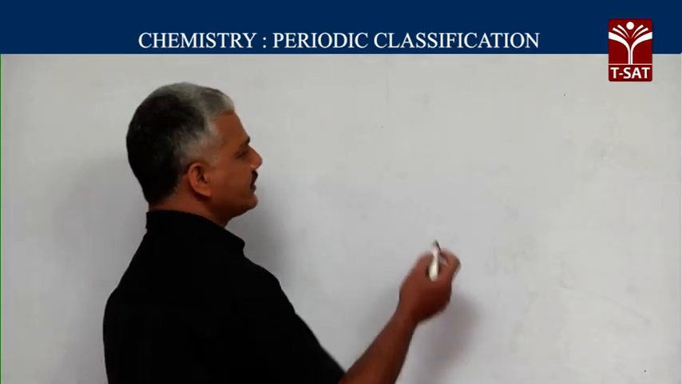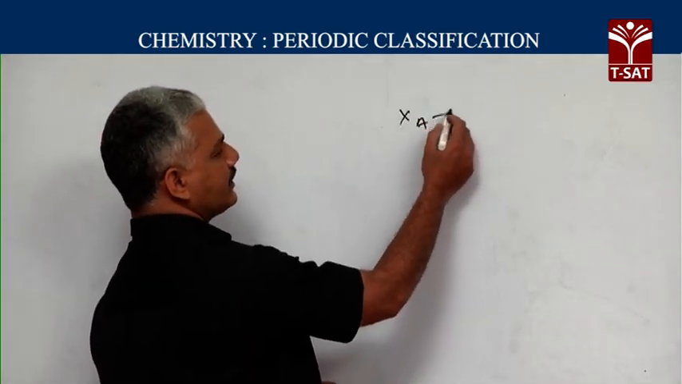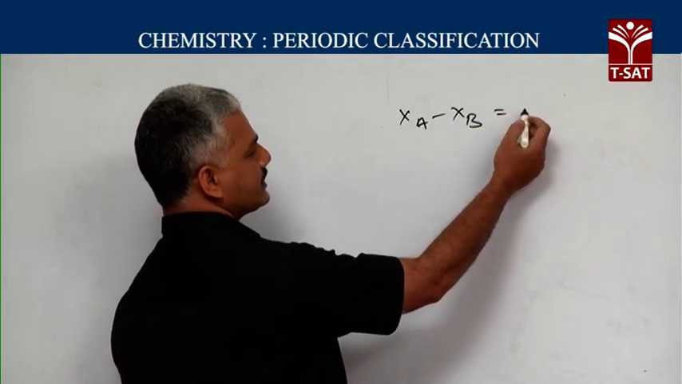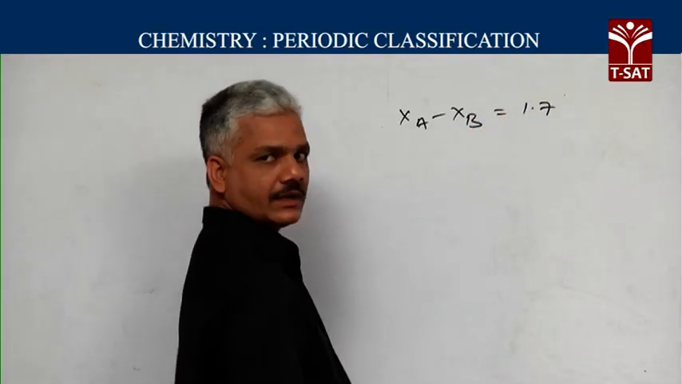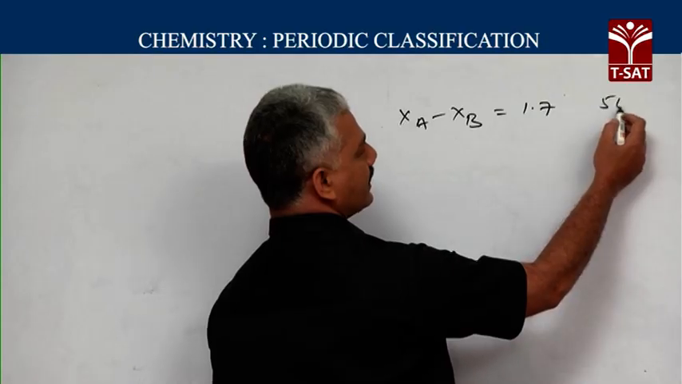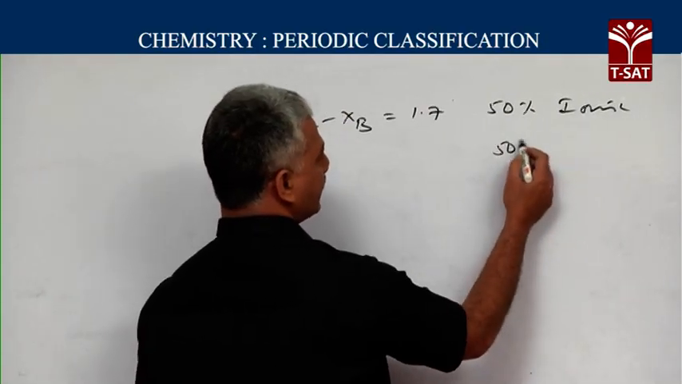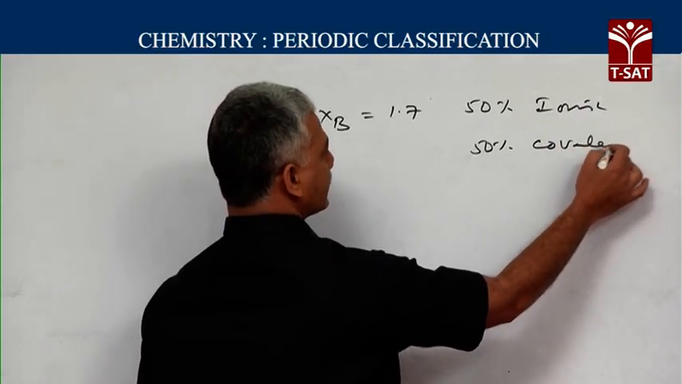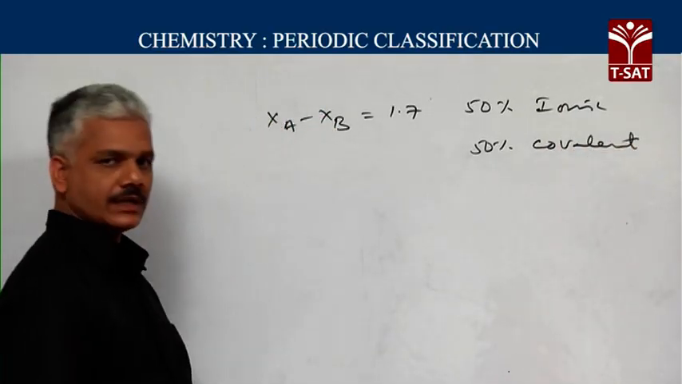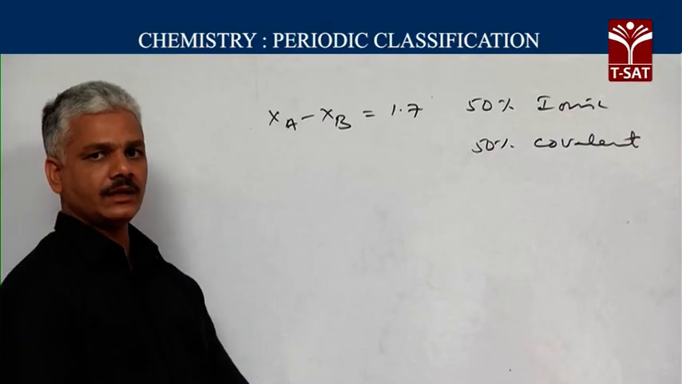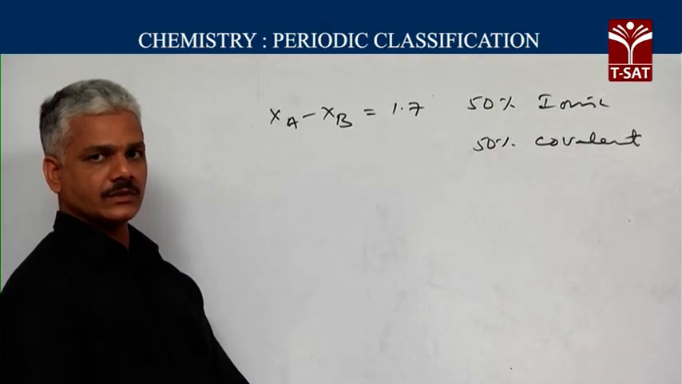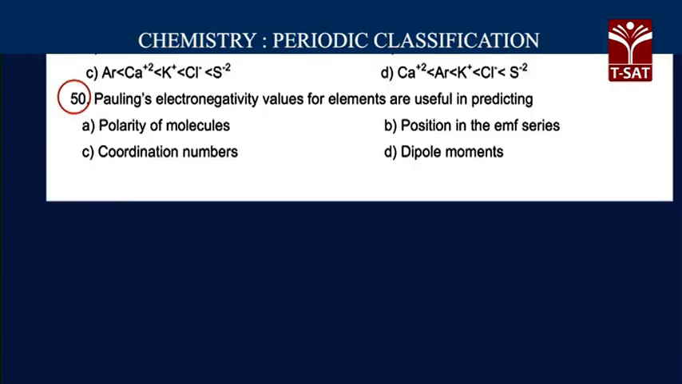The relation used is XA minus XB; if it is equal to 1.7, the percentage of ionic character is 50% and the remaining 50% will be covalent. So, by using this relation we can identify polarity of the molecules. So, the correct option is A, polarity of molecules.